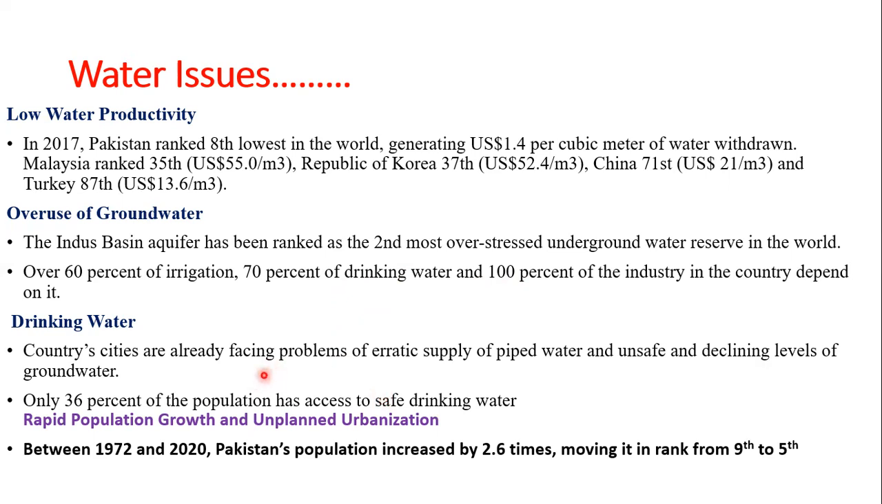Drinking water. People in the big cities are facing problems of constant supply. The water supplied to the big cities is often unsafe, polluted. There are many germs, clear, and unfortunately, the underground water in most areas of Pakistan is said to be arsenic mixed. It is contaminated with different kinds of arsenic, clear, and above all the rapid population growth and unplanned urbanization. It is another of the issues.